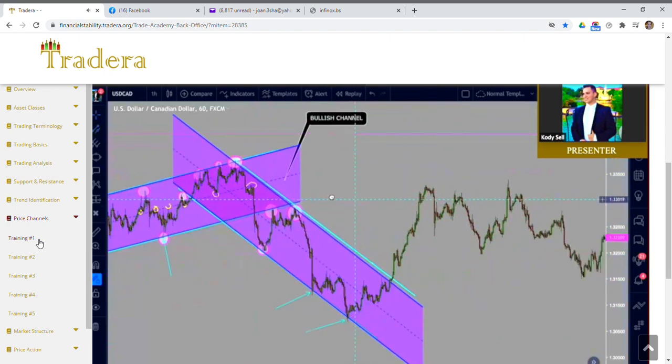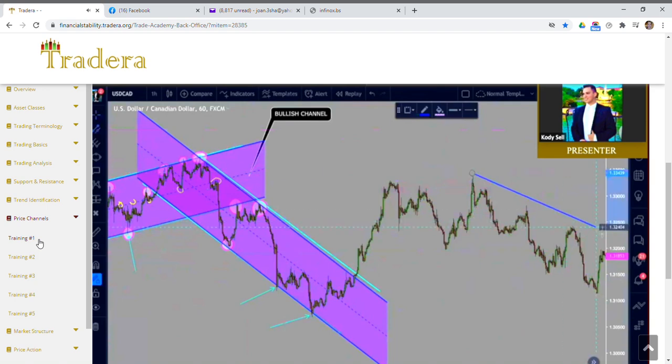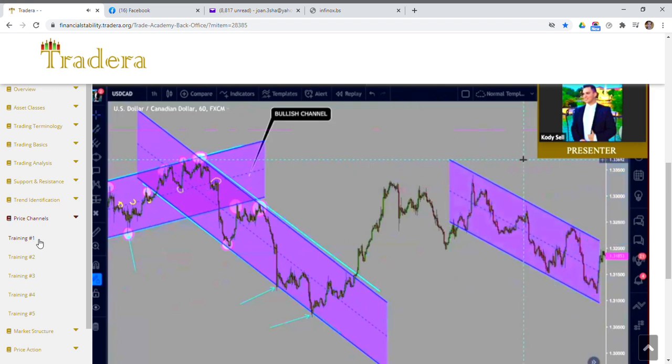And then you can just continue to do this with your channel tool for all of your price channels, like so. Pull this back. All right. So these are how channels are drawn and what they look like in the actual market.